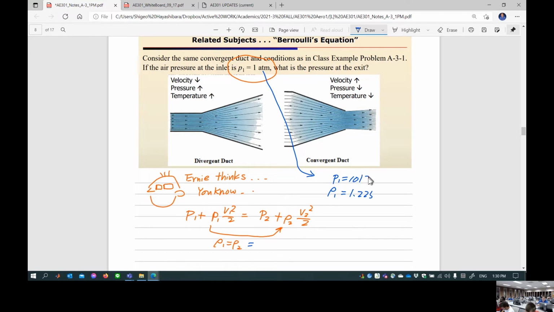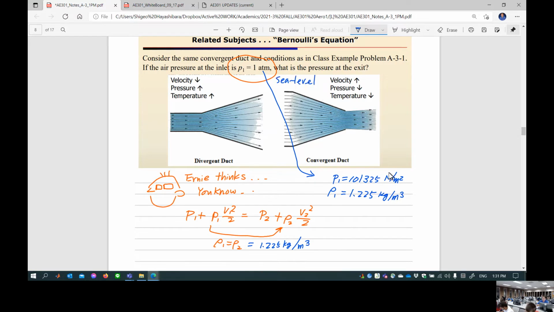1,325 Pascal, Newton per meter square. That's right. So 101 kilopascal. This is density, 1.225 kilogram per meter cube. Rho 1 is equal to rho 2, so this is 1.225 kilogram per cubic meter, assuming this is sea level, standard.